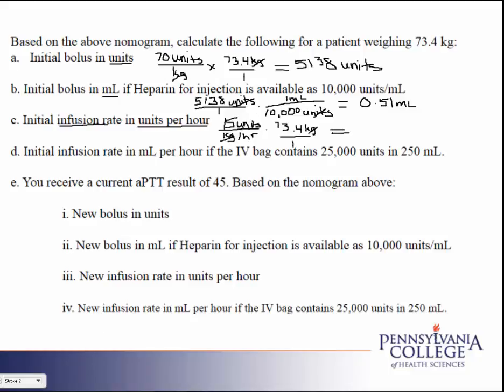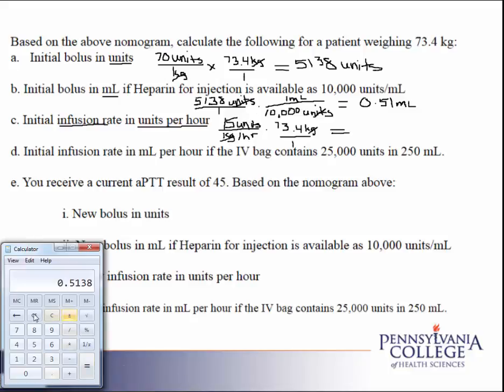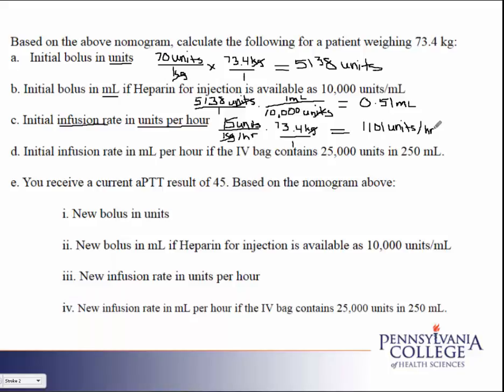I'll multiply using my calculator. So let me clear. I'll take 15 times 73.4 and calculate 1,101 units per hour. Next question asks me for the initial infusion rate. That's the same thing I was working with in Part C, but now I'm to give a label of milliliters per hour. The question also tells me what's available in the IV bag.